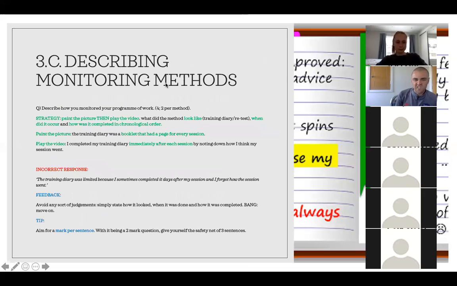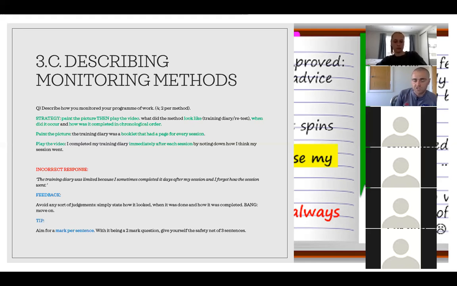3C. 3C, very simple. Just describing your monitoring methods. It's kind of similar to 2H in terms of it's 3C1 and 3C2. 2 marks for your factor 1 method, 2 marks for the second factor method. Okay. You just need 2 descriptive points. Now in this one, you can paint the picture. You can talk about how something looks. You can talk about how it's, you know, set up. You can do that in this. But it's very, very important that you mention something about every session, something that links into monitoring. Okay? Because it is a monitoring method. So you need to have something in there around that.